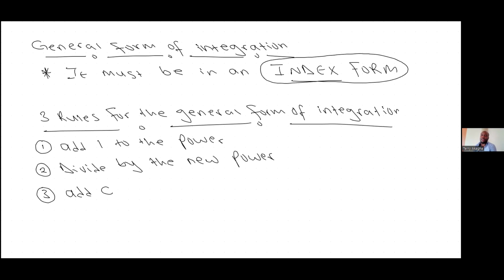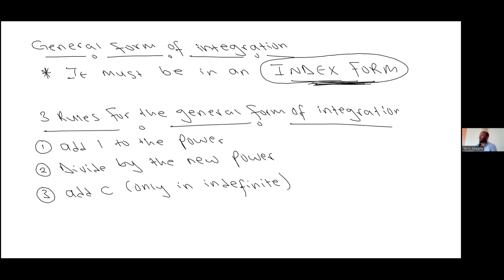The concept of adding C is only for indefinite integration. So when you're doing this, you add 1 to the power, you divide by the new power, and you add C. These are the three rules of the general form of integration. But the thing you have to keep in mind is that it must first be in an index form. And also integration is the reverse of the process of differentiation.